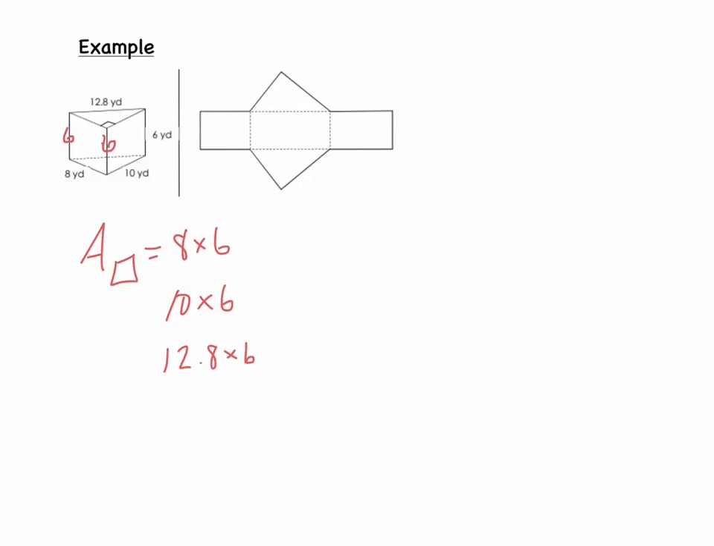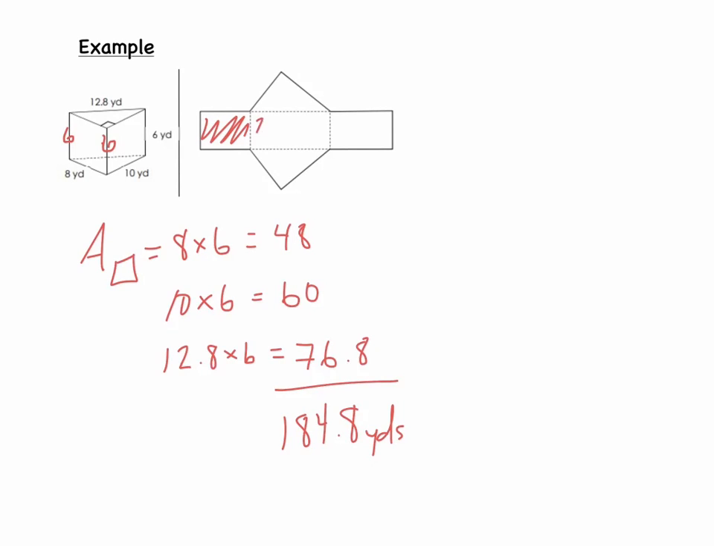Now all we have to do is solve them. So 8 times 6 is 48. 10 times 6 is 60. 12.8 times 6 is 76.8. And once we add all of those together, that is the grand total of 184.8 yards squared. But that's not it. All that covers is the area of these rectangles. We still have to solve for the bases, which were the triangles.